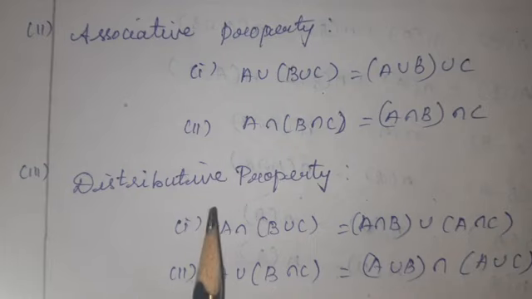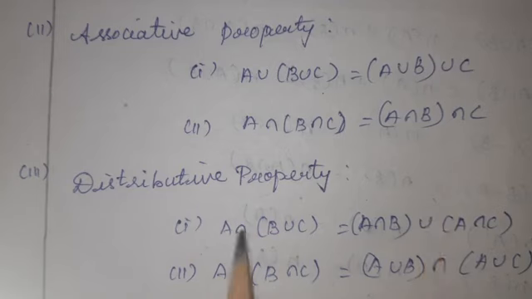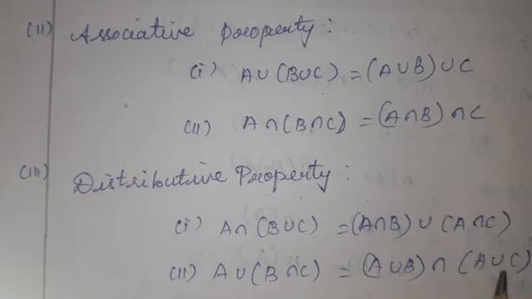Third one, distributive property. Here also they are using three sets, A, B, C. A intersection (B union C) is equal to, here they are multiplying this one, (A intersection B) union (A intersection C). The name of this one is intersection over union. Second formula, A union (B intersection C) is equal to, multiply this one, (A union B) intersection (A union C). The name of this one is union over intersection.